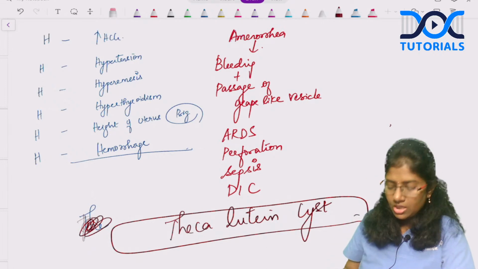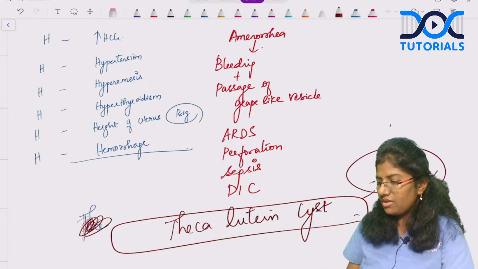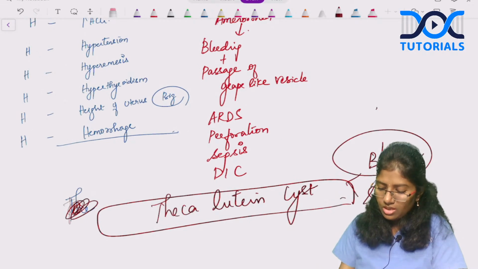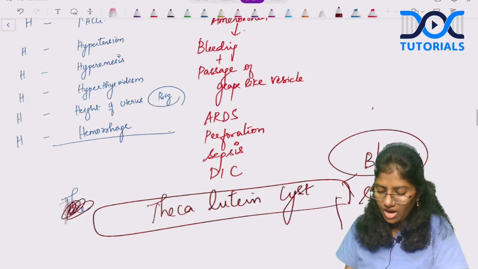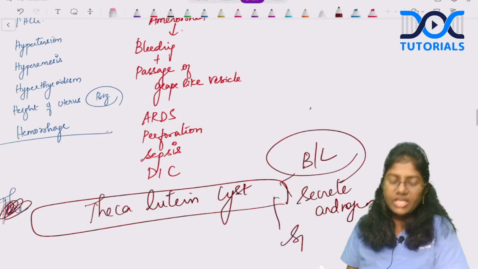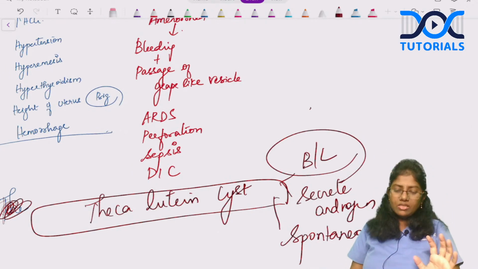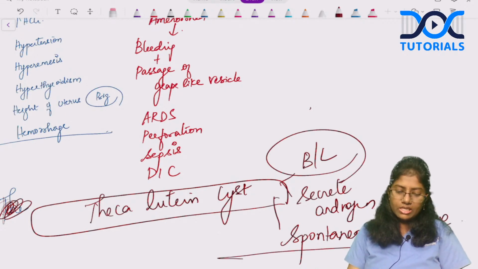Theca lutein cyst is always bilateral. It can secrete androgen, and it spontaneously resolves after you treat the tumor. So these are the characters of bilateral theca lutein cyst.